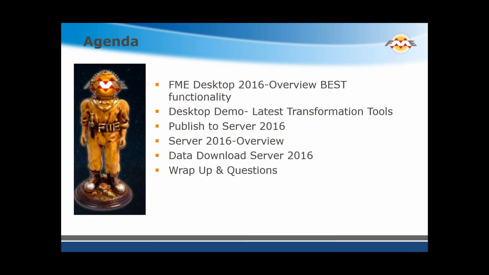So for the next half an hour or so, we're going to look at the following agenda. I am going to run through FME Desktop 2016, an overview of the best functionality. I'm going to hand over to Lauren, who's going to demo some of the latest transformation tools, so that's the key transformers for 2016. She's going to publish up to FME Server 2016, and then I'll run through a server overview. And from there, I'm going to do a data download of the workspace that she's published, and then we'll just do a wrap-up and any questions that you may have.